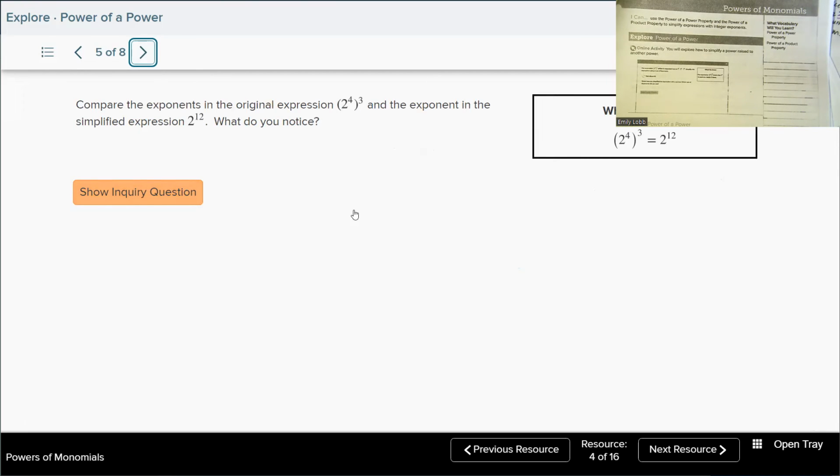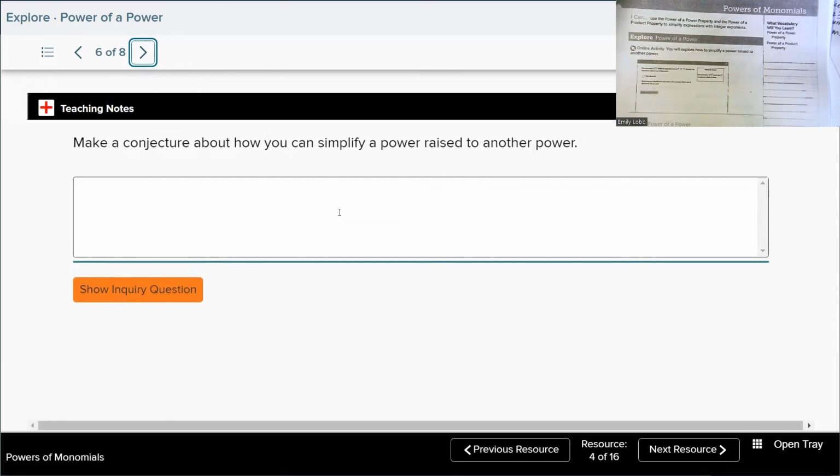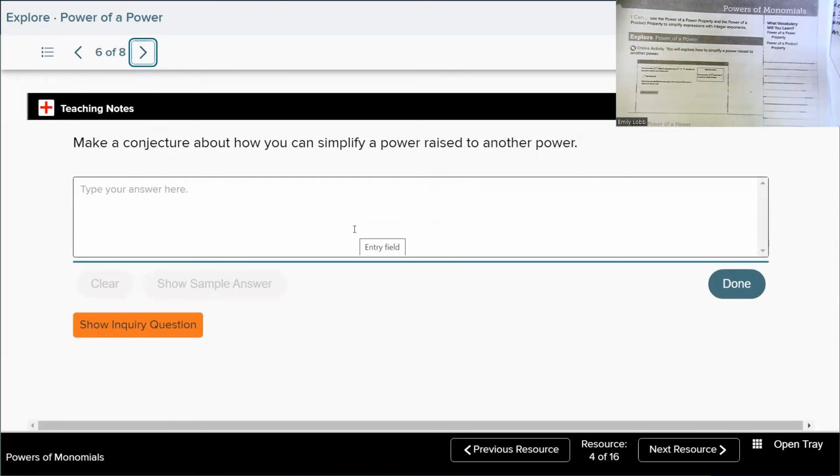How did they get 12 from 4 and 3? How did they get the exponent of 12 from the 4 and the 3? What did they do, Logan? Excellent. They multiplied them. Is 4 times 3 12? Yeah. Do you see what our power of a power is going to be? Hopefully. So how can we simplify a power raised to another power? What can we do with the exponents? Multiply them. Yay, multiply them.